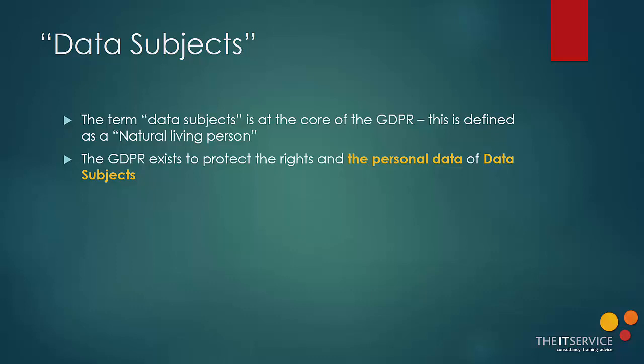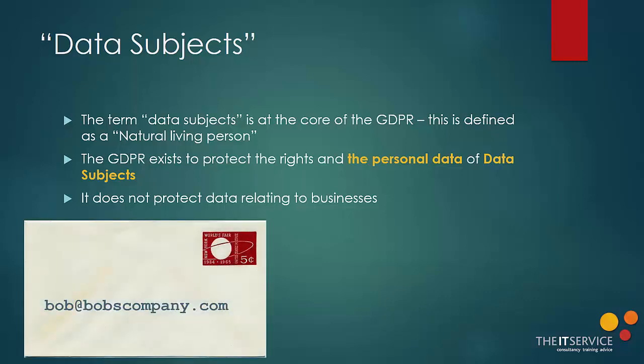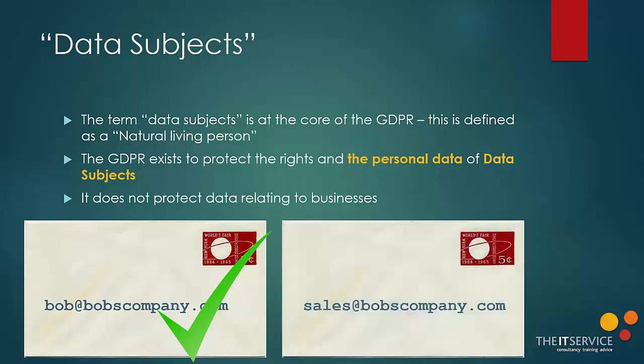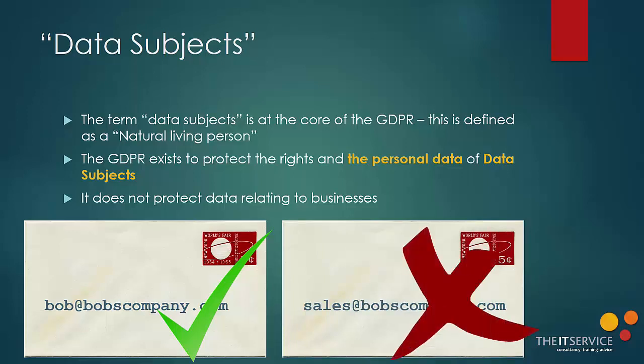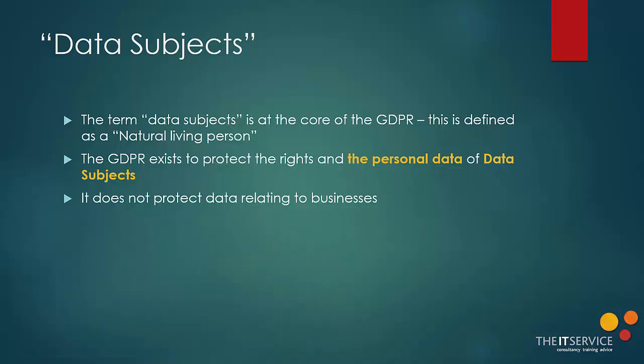So it's worth thinking about what the GDPR doesn't cover. Firstly, it doesn't cover business data. So, if Bob's email address is bob@bobscompany.com, that would be protected. It's Bob's own email address, even though it's his work email. On the other hand, the email address sales@bobscompany.com or accounts@bobscompany.com wouldn't be protected, as they relate to the business, not to an individual person.